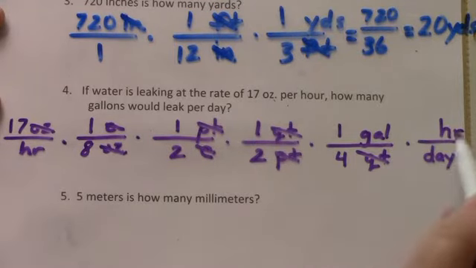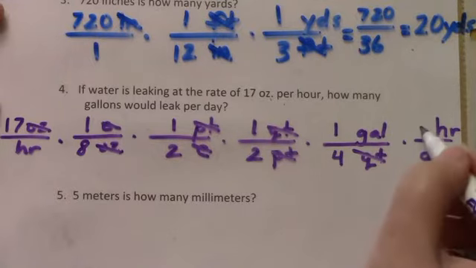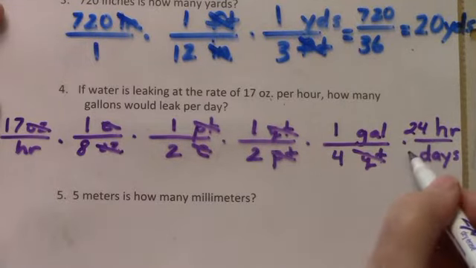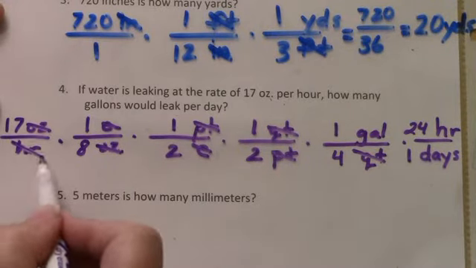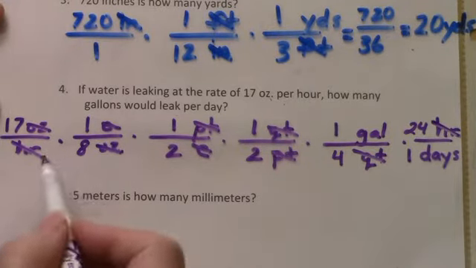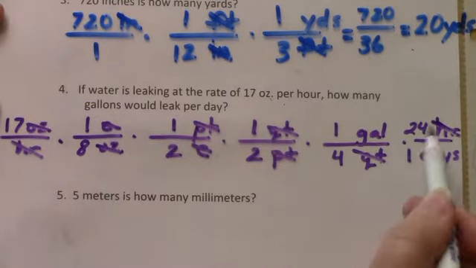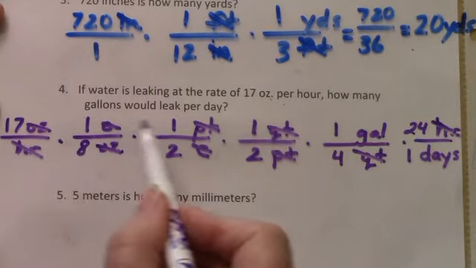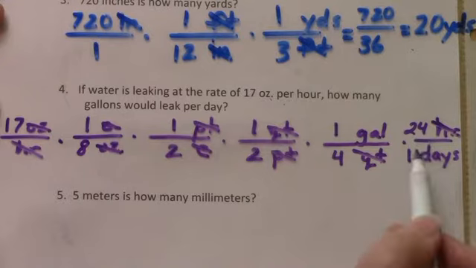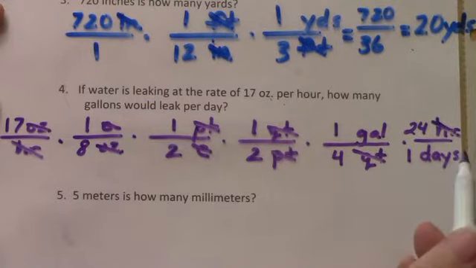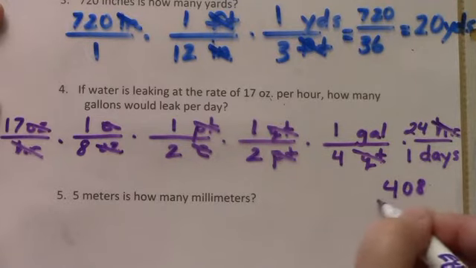Now let's take a look at this one last conversion that we have. How many hours are in a day? There are 24 hours in 1 day. All right, our hours cancel from a denominator here to a numerator here. Now we're going to do our multiplication. 17 times 1 times 1 times 1 times 1 times 24. I did this ahead of time. 24 times 17 is 408.